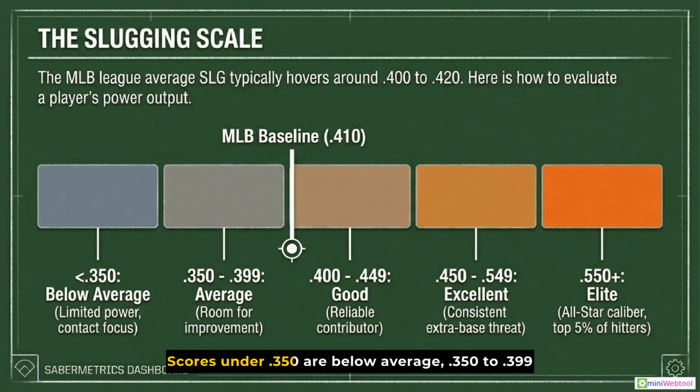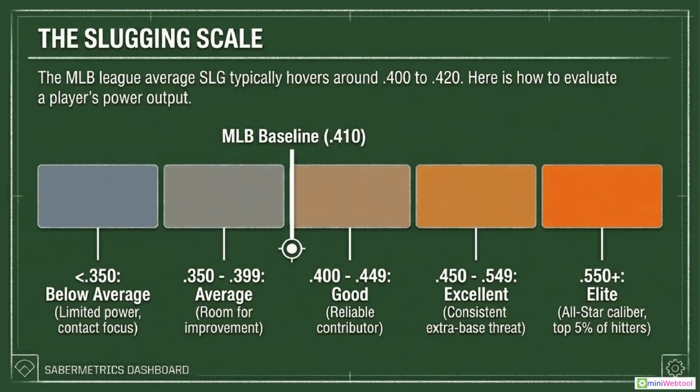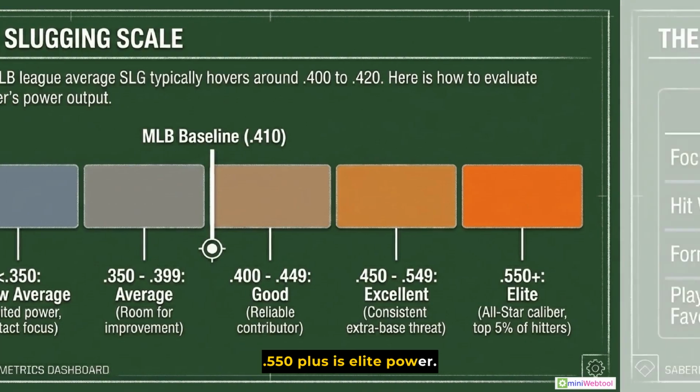Scores under .350 are below average. .350 to .399 is average. .400 to .449 is good, and .450 to .549 is excellent. .550 plus is elite power.